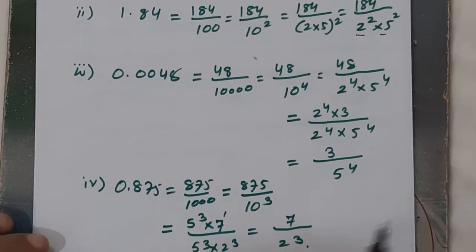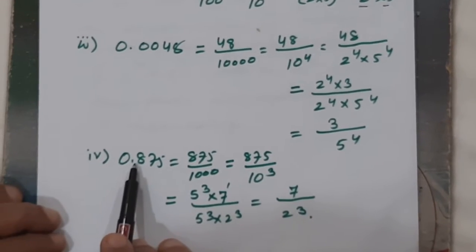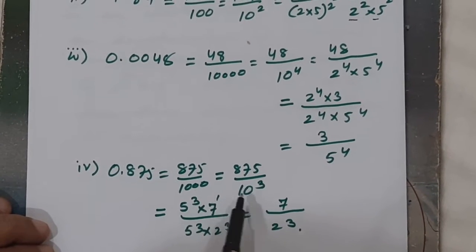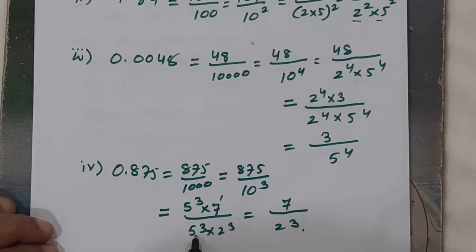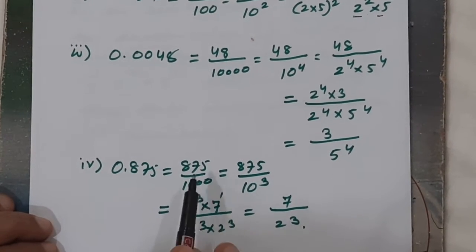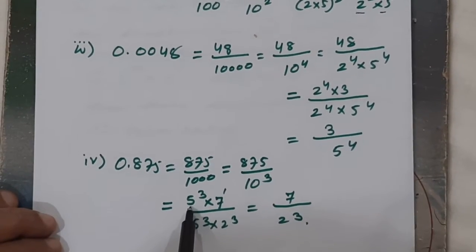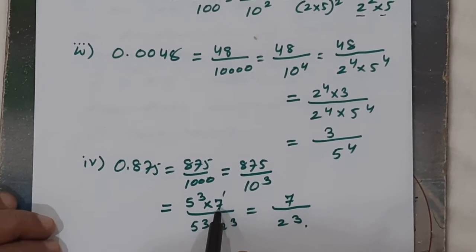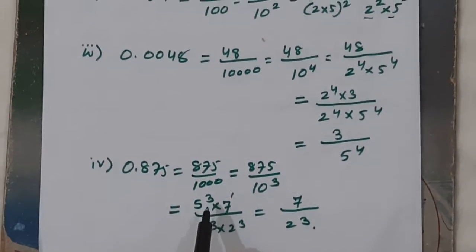Okay, now another example I have taken, 0.875, 3 decimal places, 1000, 10 raised to 3, that is 5 raised to 3 into 2 raised to 3. And 875 also can be factorized, 5 into 5 into 5 into 7, that is 5 raised to 3. Okay.